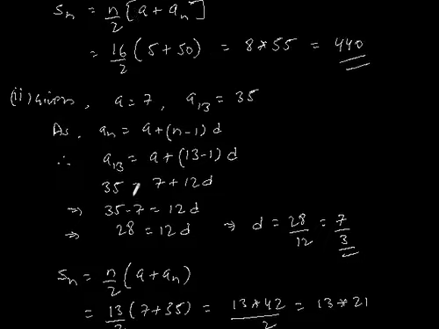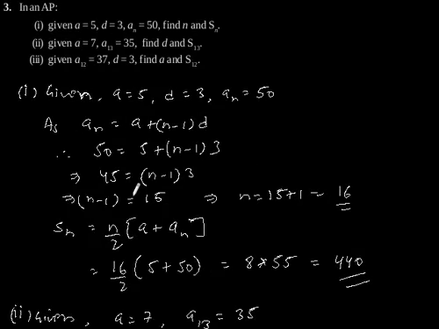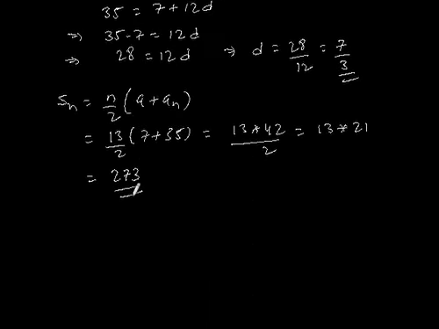Now the third part. Third is given a12 is equal to 37, d is equal to 3, find a and s12. So, given a12 is equal to 37 and d is equal to 3.